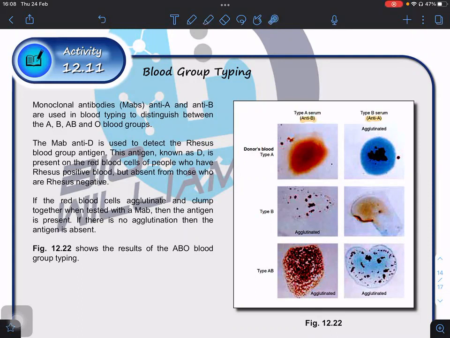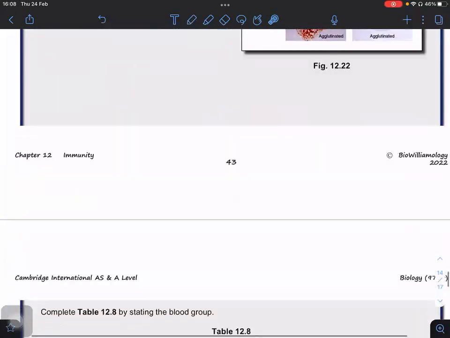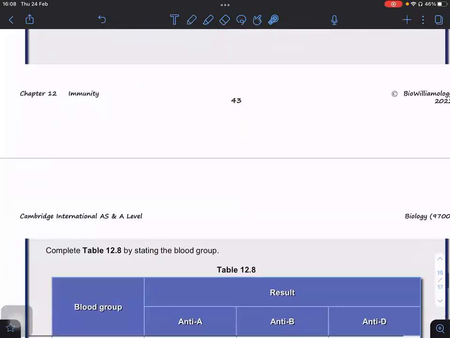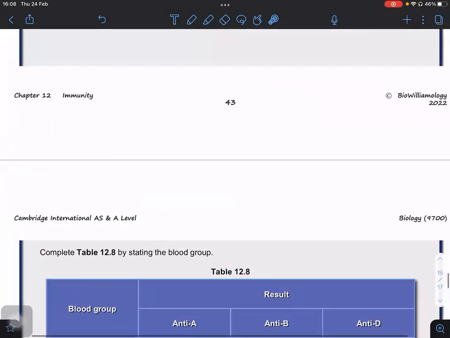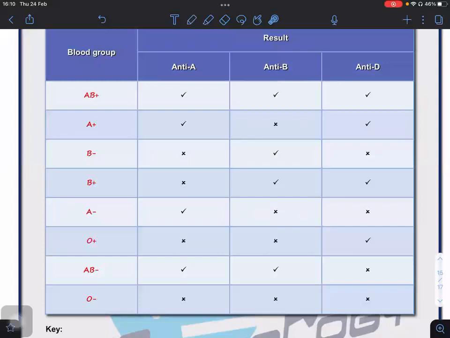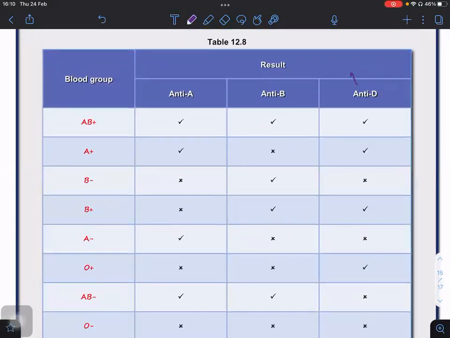We have another one, a monoclonal antibody anti-D. D basically means the rhesus blood group, another kind of antigen to show positive or negative. You can take another 1 minute to complete this table 12.8 based on the agglutination. A tick means agglutination. Very simple in this case: anti-D tells us whether the blood group is positive or negative. If there is agglutination, it means positive.